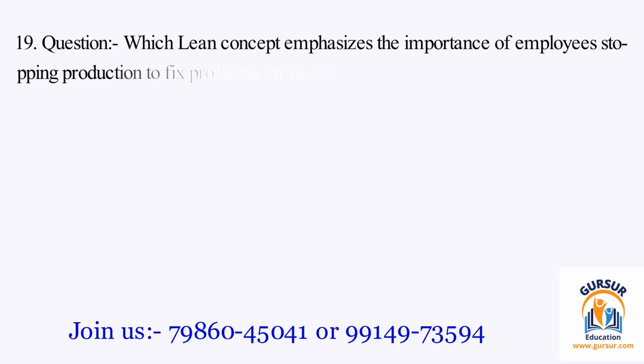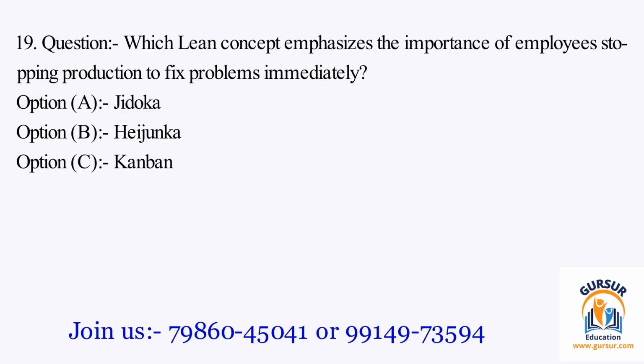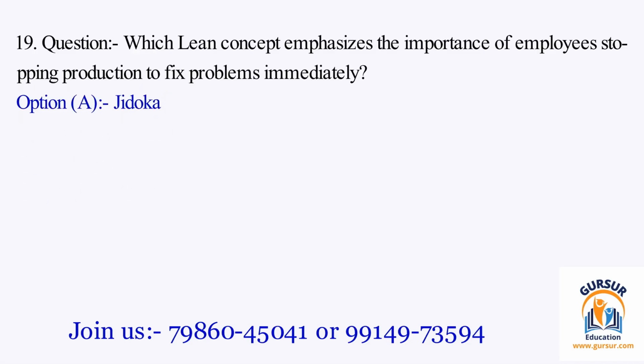Question number 19. Which lean concept emphasizes the importance of employees stopping production to fix problems immediately? The option A is Jidoka. The option B is Heijunka. The option C is Kanban. The option D is Kaizen. The right answer of the question is option A, and that is Jidoka.